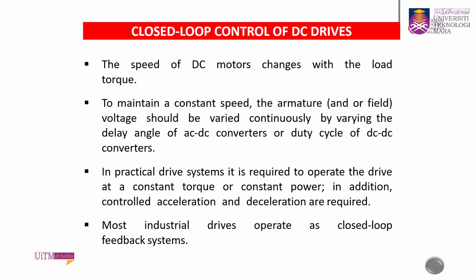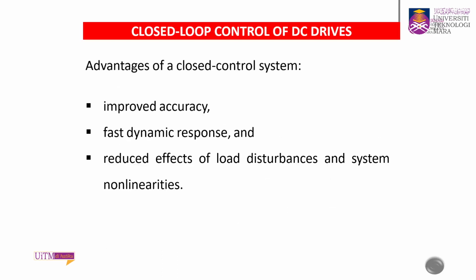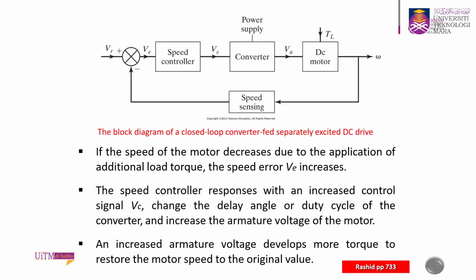Just to refresh before we continue with the contents of the closed loop control, we go back and look into it: improved accuracy, fast dynamic response, and then the block diagram of the closed loop converter-fed separately excited DC drive. Here we sense the output speed in terms of radian per second, omega, and compare it with the reference voltage. The error will adjust the speed controller, which produces a voltage to the converter, and therefore controls the converter in terms of firing angles. We have this duty ratio, and that will control the armature voltage, VA.